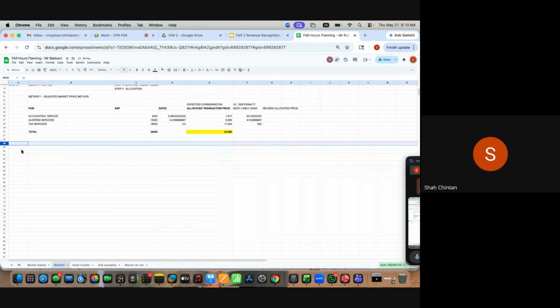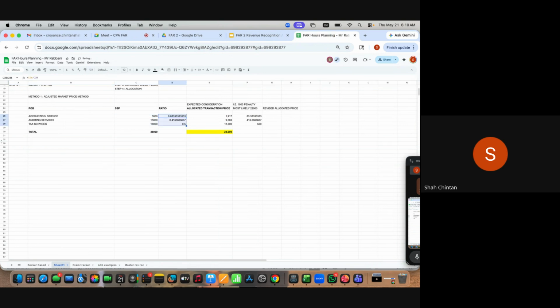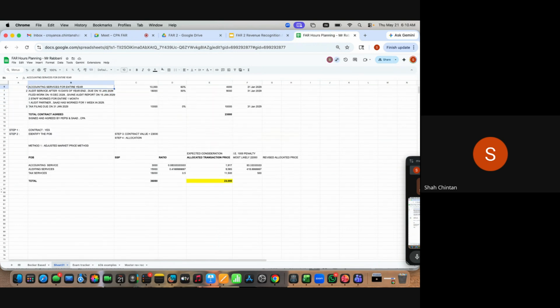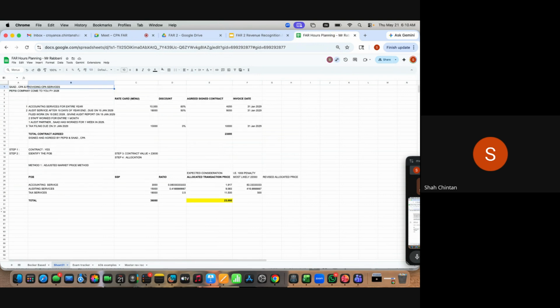In all the methods, you just need to calculate SSP. You just need to calculate the ratio. These method names are for your understanding and logic purposes, that how each method works. Okay, now the point is you have to recognize revenue for each performance obligation separately. So your step number 5 is to recognize the revenue for each performance obligation separately.